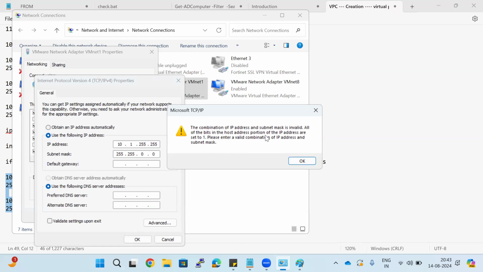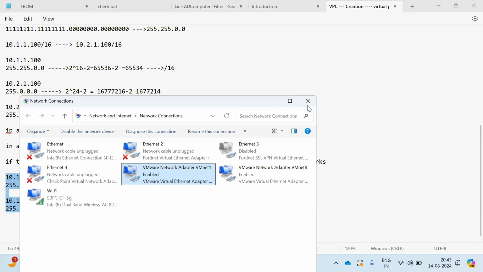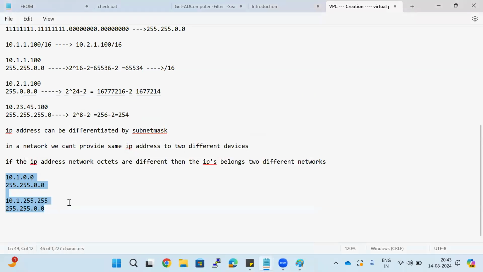All of the bits in the host address portion of the IP address are set to 1. Previously it was saying it is set to 0. Now it is saying it's set to 1, which means it's a broadcast ID. So previously whatever we set was the network ID. Now whatever 255.255 that we have set, it's a broadcast ID. Network ID.